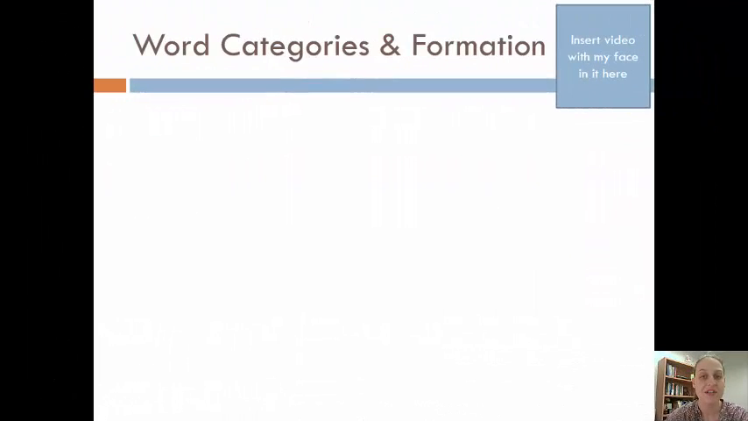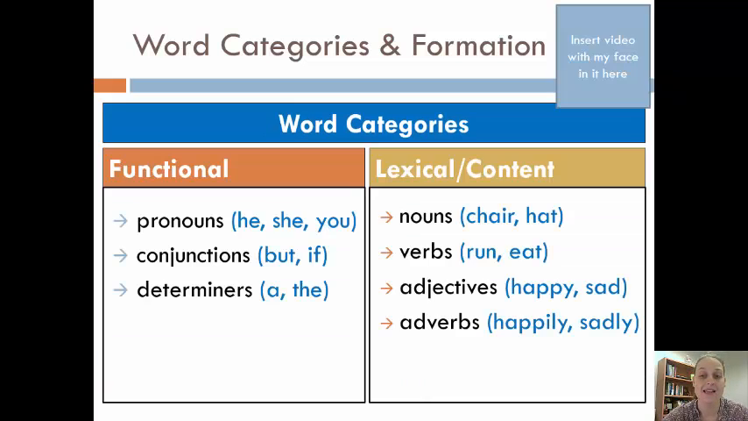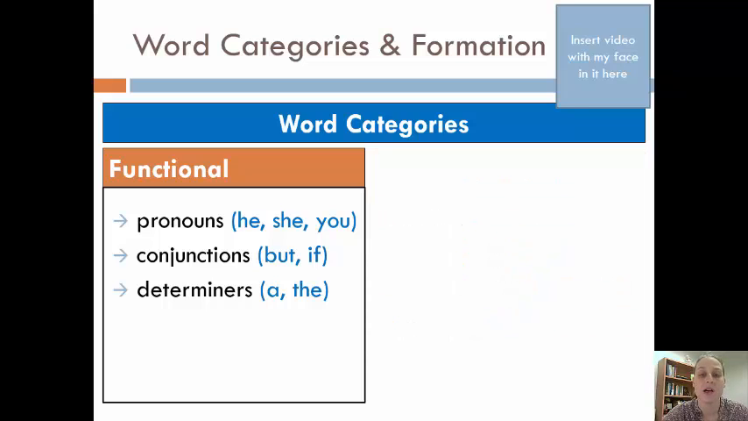Okay, so up until now we have learned several ways to describe morphemes, such as free and bound, prefix and suffix, and then the ways to describe the words with simple and complex. We're going to learn some other ways in which morphemes and words can be categorized. So in any language, words can be divided into two categories: functional and lexical words. If we think about functional words, these represent things like pronouns, conjunctions, and determiners.